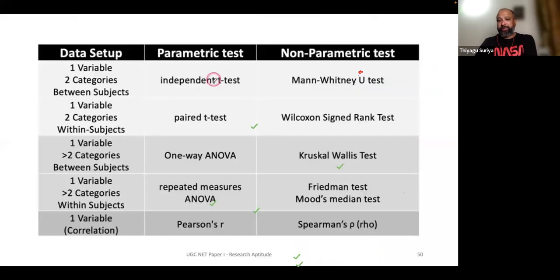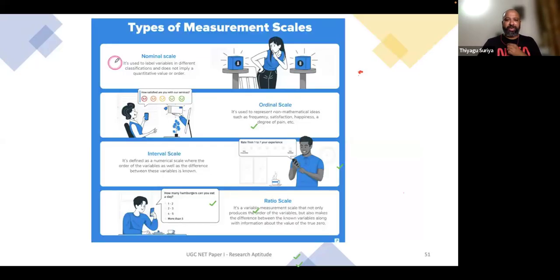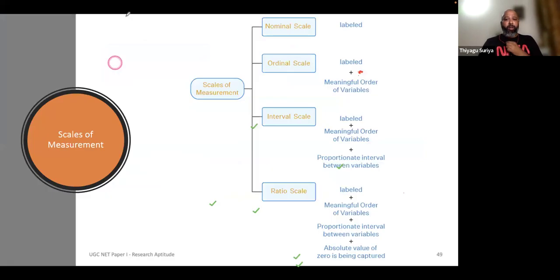Now these are questions on statistics. Normally they don't ask much statistics, but you must know the basic fundamentals. The scales of measurement: the nominal scale is called a label, like a categorical variable, and the ordinal scale is also a categorical variable. Normally, nominal and ordinal scales are called categorical. The nominal scale is called the naming variable. The ordinal scale is called the order variable, a ranking variable.